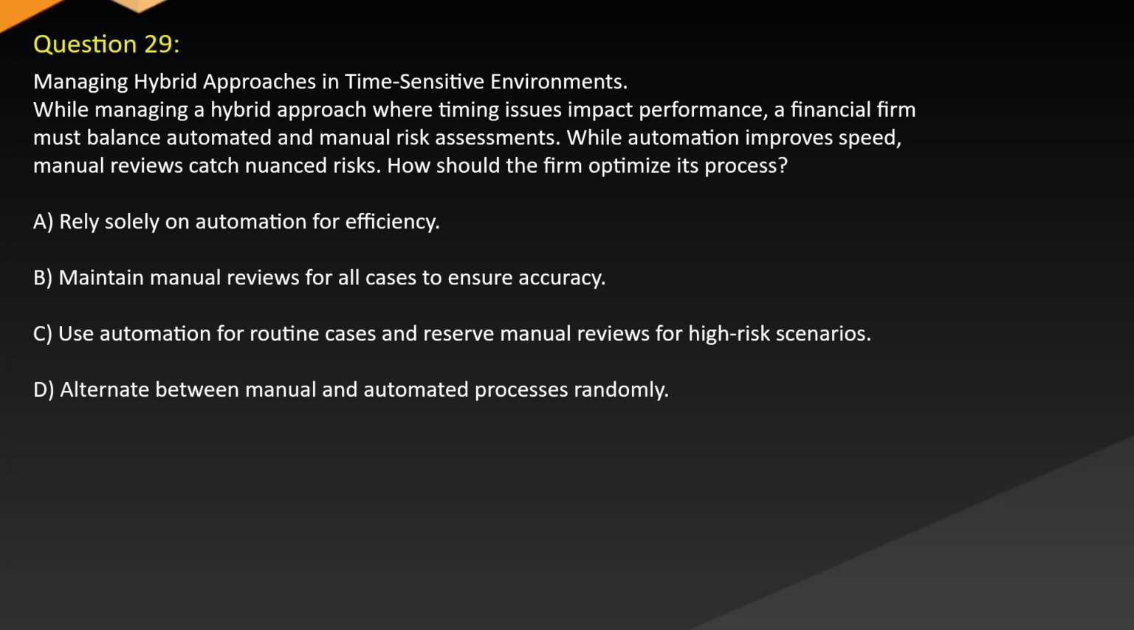A. Rely solely on automation for efficiency. B. Maintain manual reviews for all cases to ensure accuracy. C. Use automation for routine cases and reserve manual reviews for high-risk scenarios. D. Alternate between manual and automated processes randomly.